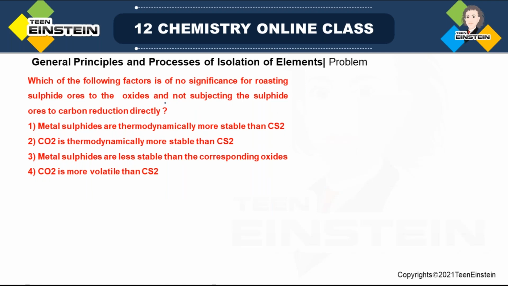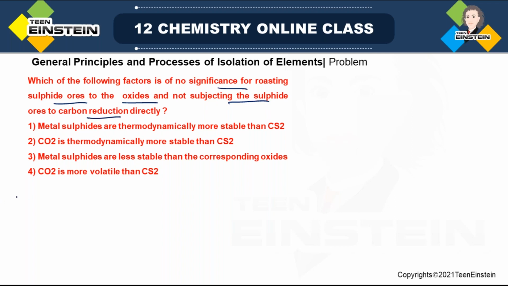This will be the last question. Which of the following factors is of no significance for roasting sulfide ores to the oxide and not subjecting the sulfide ores to carbon reduction directly?